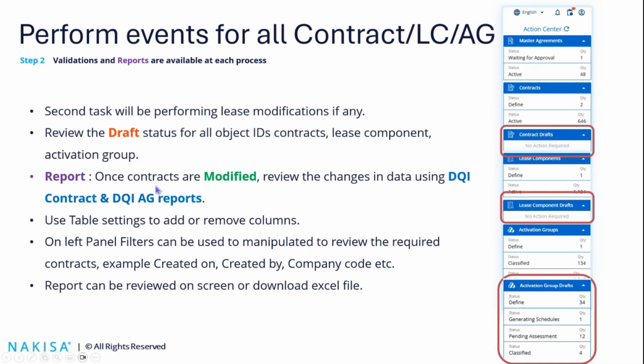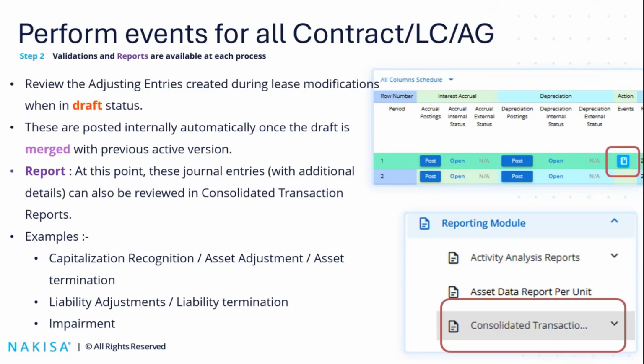Similarly, once the contract has been modified, you can review the changes in the data using the DQI report for the contract as well as the activation reports. So you can review the adjusting entries before you are actually merging the draft with the active version. Even when you're in the draft mode, you can simply click on the action and it will show you the journal entries for the asset and the liability.